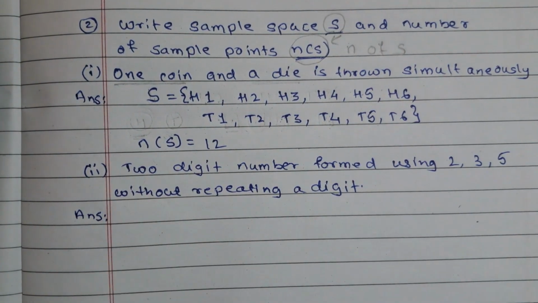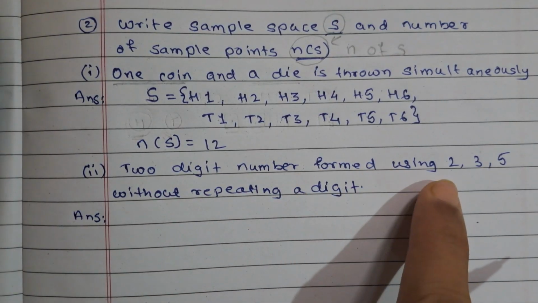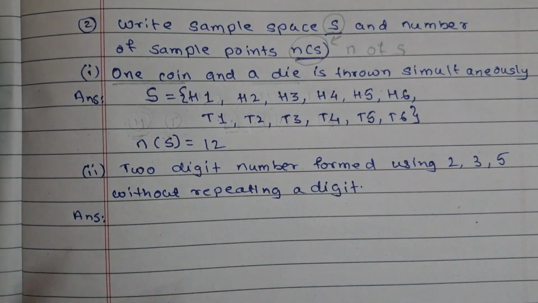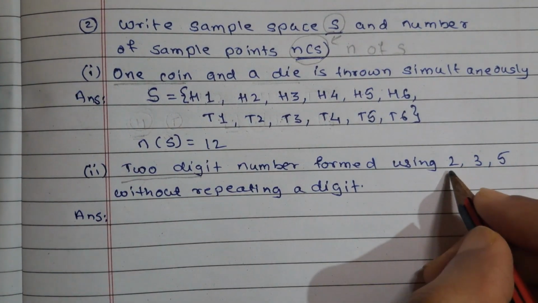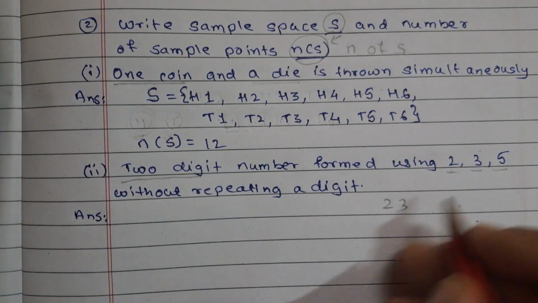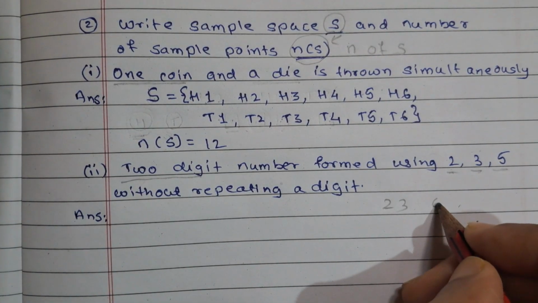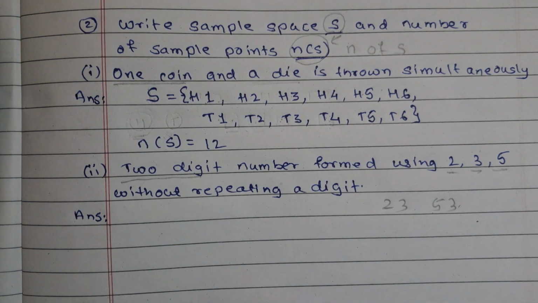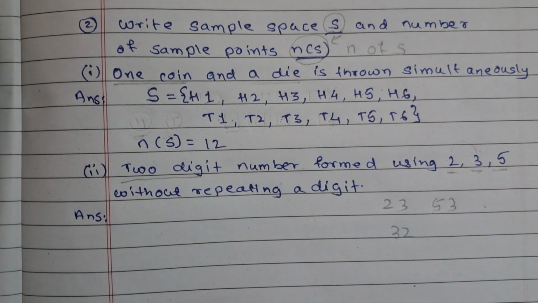So let's see what the next sum says. The next sum says: 2-digit number formed using 2, 3 and 5. I need to form a 2-digit number, okay? 2-digit number means using these 3 numbers only. That means I could create 23, right? 2 and 3, 23. I could create 53. This is also a possibility. Or else I could create 32. This is also a number which I can create out of this.